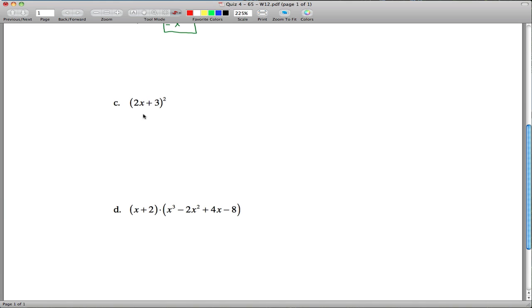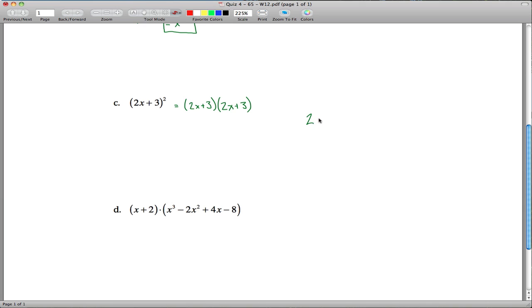Part C, probably the trickiest. Let's see, 2x plus 3 squared. Really, what this is equal to is 2x plus 3 times 2x plus 3. So be careful. It might be tempting to call this 4x squared plus 9, as if you could distribute this squared down into the parentheses, but you can't. You have to FOIL this out.